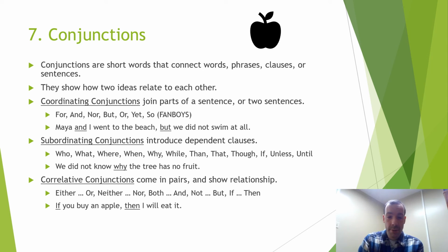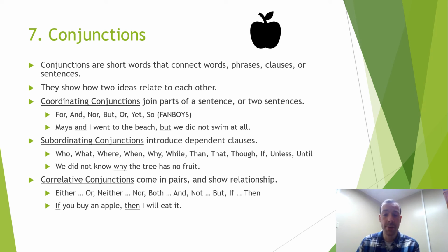So in this example, we've got a couple conjunctions. Maya and I went to the beach, but we did not swim at all. The conjunction and connects the words Maya and I. The conjunction but connects these two sentences into one compound sentence. Maya and I went to the beach. We did not swim at all. Normally that would be two separate sentences. The conjunction but connects them and makes them one compound sentence.